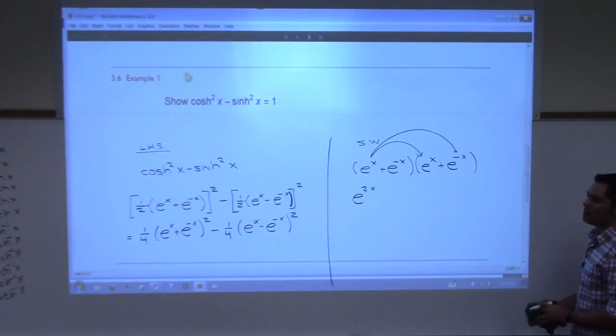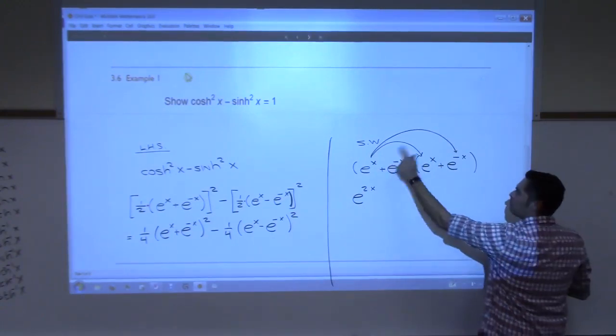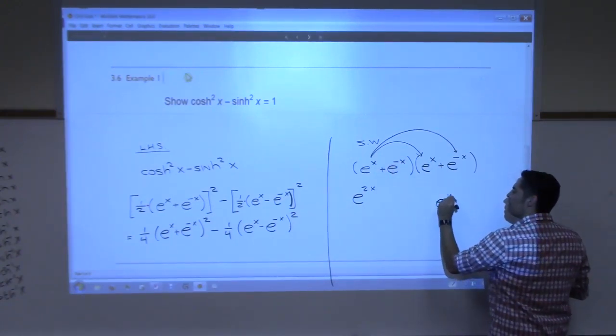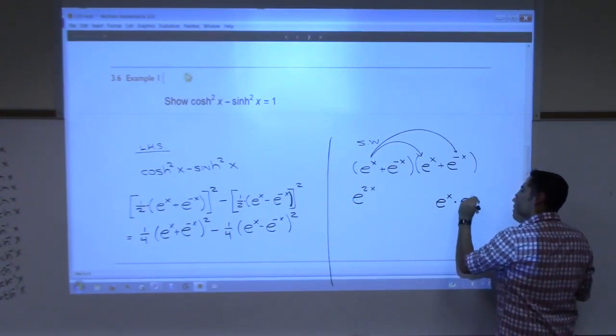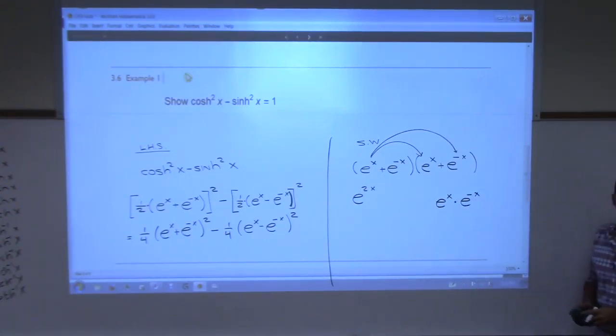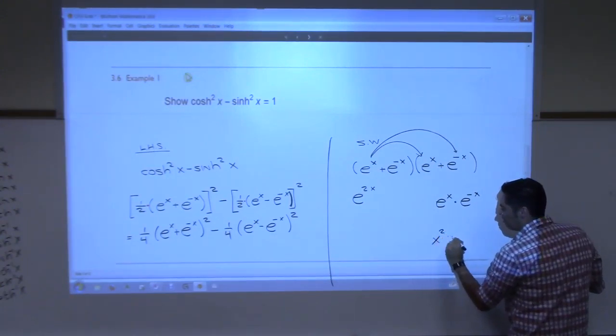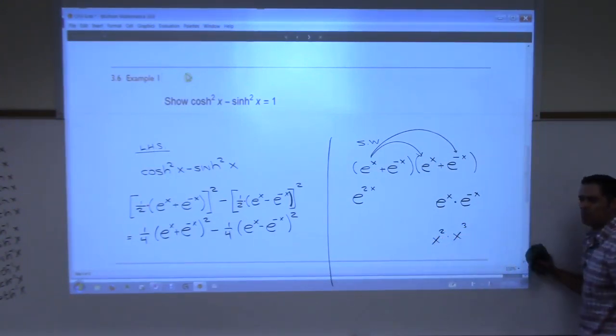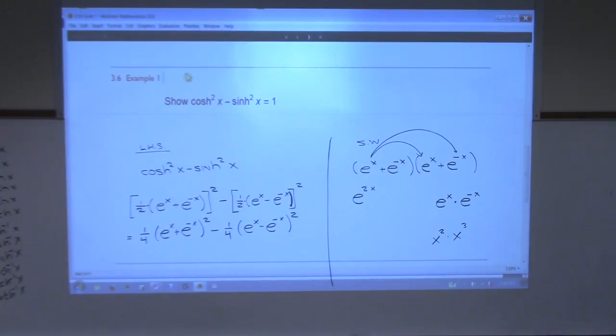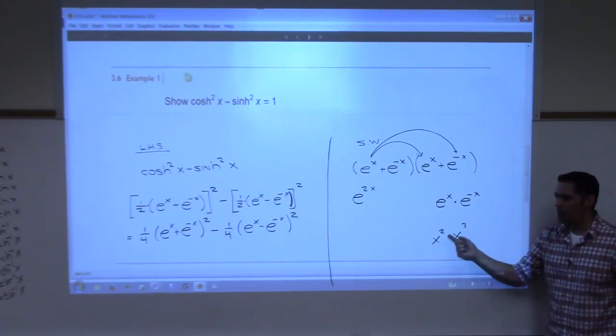But that's a little different than the one we just did. For that multiplication, I'm doing e to the x times e to the negative x, right? That's what I'm doing. Now, I'll remind you of something. What if I asked you to do x squared times x to the third? What would you tell me? Add the exponents, right? Because they have the same base, you add the exponents.